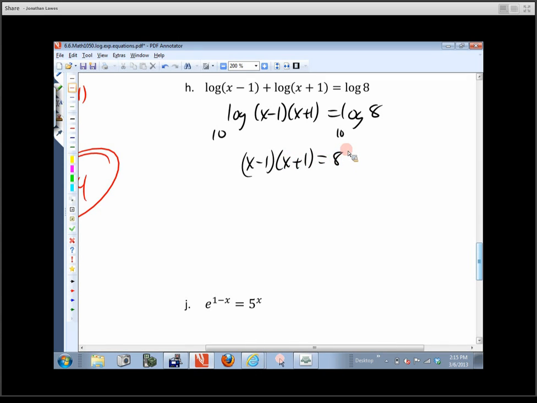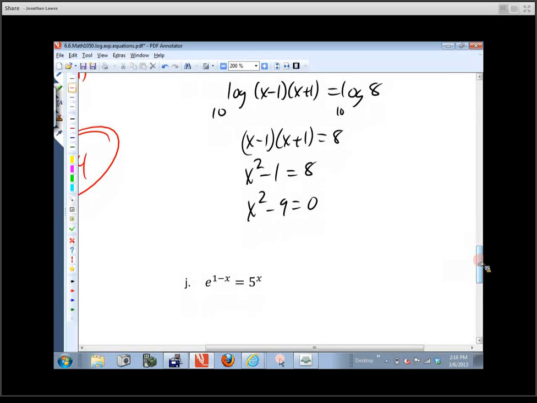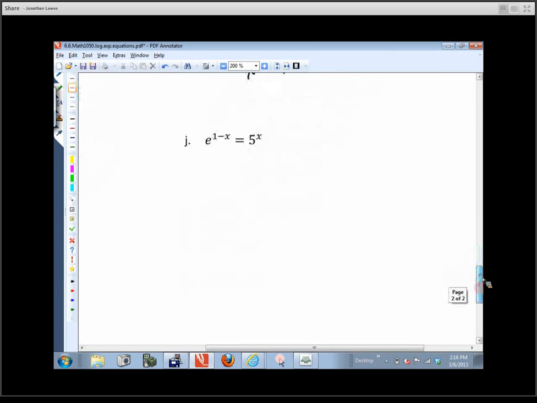I'm going to get two solutions. I'd want to make sure that both of them work. Let's see, so this is going to be x squared minus 1 equals 8. Move that over. And then I think you can finish it from there. Okay? So you finish that. Okay, I want to take a look at the last couple. Let's take a look at the one right below it.